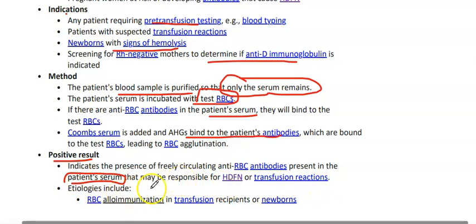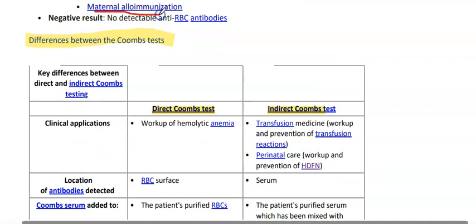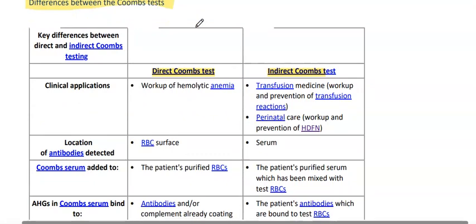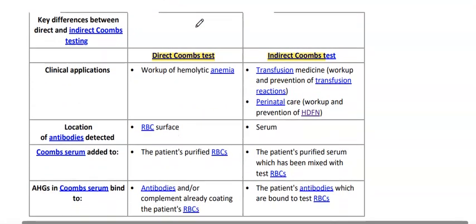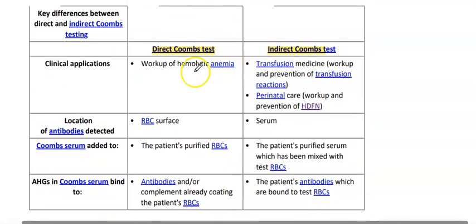What are the etiologies? Etiologies include RBC alloimmunization in transfusion recipient or newborn, and maternal alloimmunization. If the result is negative, it means that there is no detectable anti-RBC antibody in the patient's serum. What is the difference between the direct and indirect Coombs test? The direct Coombs test is used for the workup of hemolytic anemia, while indirect is used in transfusion medicine and in perinatal care.